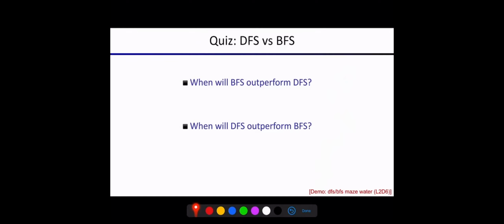Would it outperform when there are two long branches? Okay, yeah. So let's say this is the cartoon again, and this is the start node. Where would you place the goal in your example? On the right side, the bottom right? Yeah, bottom right.